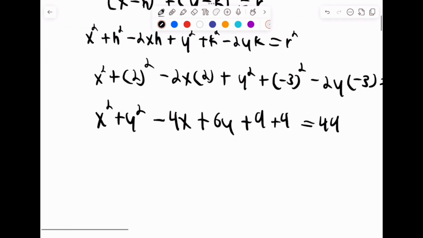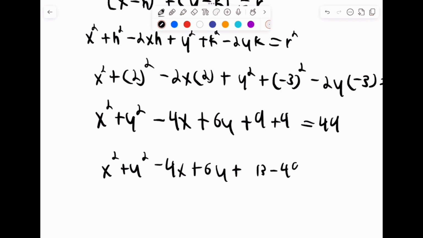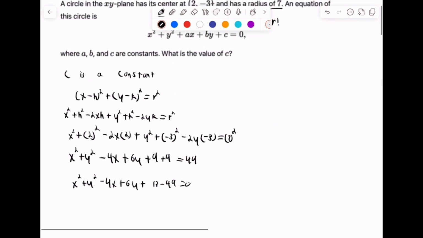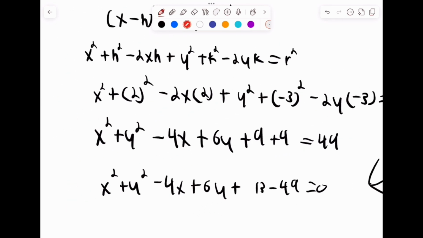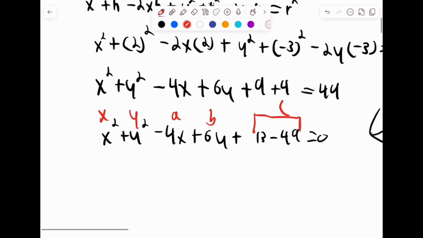So if you look over now, we have this equation matched up. If we were to rewrite this equation, we would get minus 4x plus 6y plus 9 plus 4, which is 13, minus 49 is equal to 0. And now, this equation looks exactly like the one on top that we were given. So by matching up our values, we see x is x squared, y is y, a is negative 4, b is 6, and c, these two numbers, 13 minus 49 would equal c. Therefore, c is equal to 13 minus 49, which gives us negative 36.